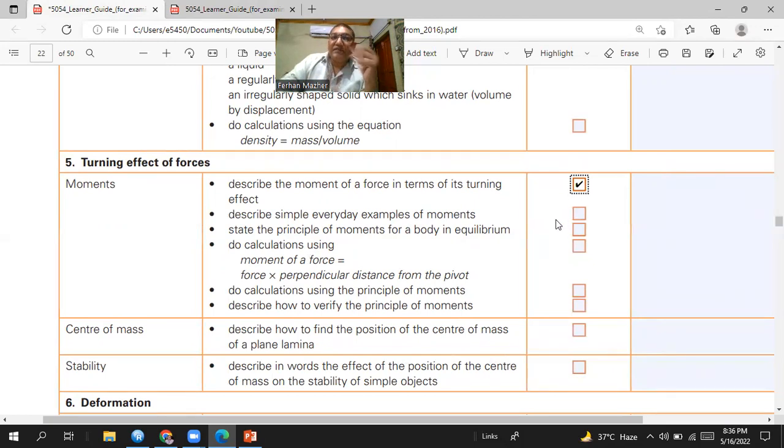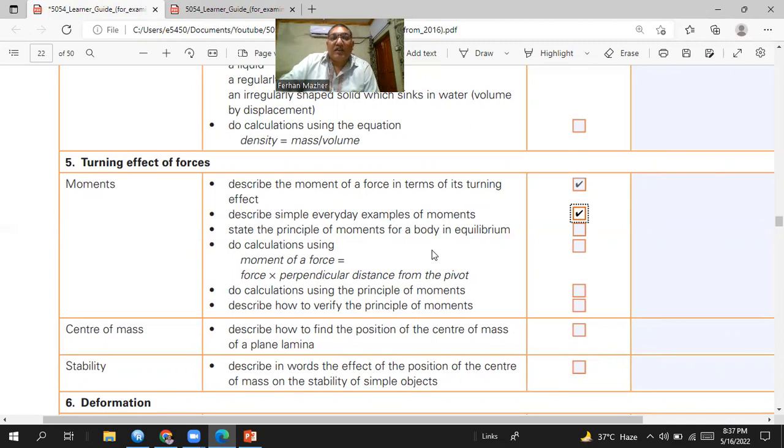If you have done the papers, you must have seen that there are so many daily examples on moments. Whenever you see an example of a moment, you should be able to recognize where the pivot is and about which point the body will rotate. Whether it's weight or an applied force, you should understand the line of action of the force. And then you should understand the perpendicular distance between the pivot and the line of action of the force. If you know that, put a tick here.